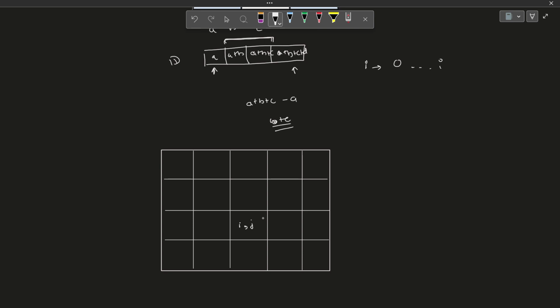Now each cell i comma j is going to store the sum of values from 0 comma 0 up to i comma j, right. So basically if i comma j is this one, I am going to store the sum of all the values in this particular range, in this particular cell. Now the very first question is, how do we actually do this?